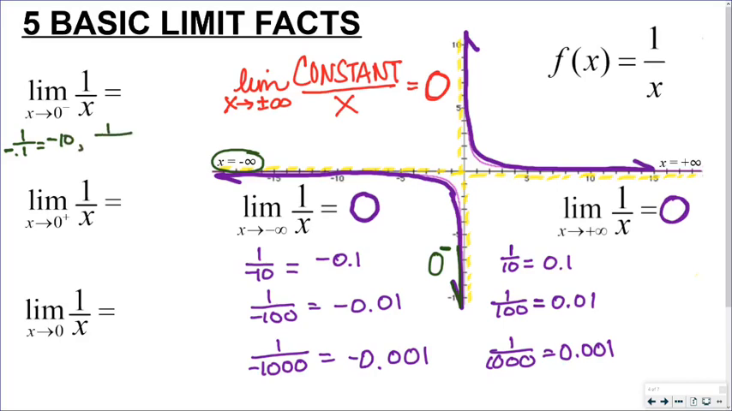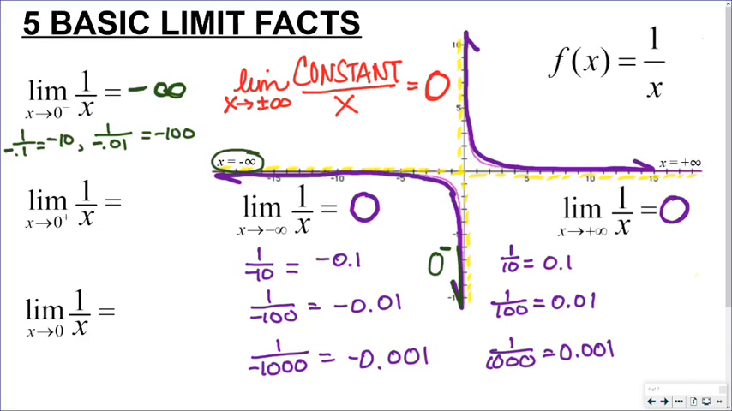1 divided by -0.01 is going to give me -100. The smaller my x value, the larger my result will be. So as x gets smaller and smaller in the negative direction, my y value, or the value of this limit, is approaching negative infinity.